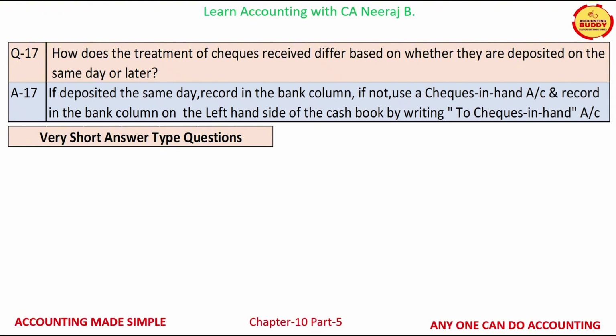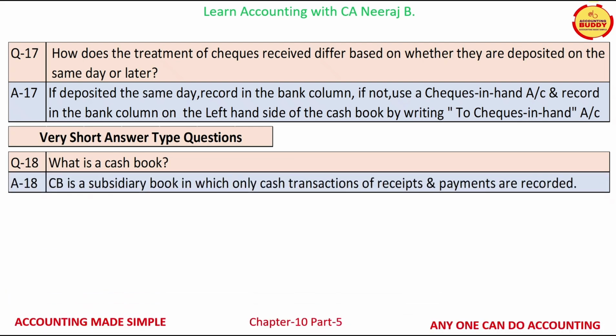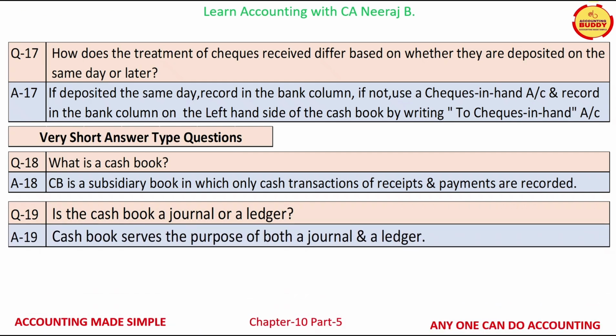Now let us try very short answer type questions. Question number 18 is what is a cash book? And the answer is a cash book is a subsidiary book in which only cash transactions of receipts and payments are recorded. Question number 19 is the cash book a journal or a ledger? And the answer is cash book serves the purpose of both a journal and a ledger.